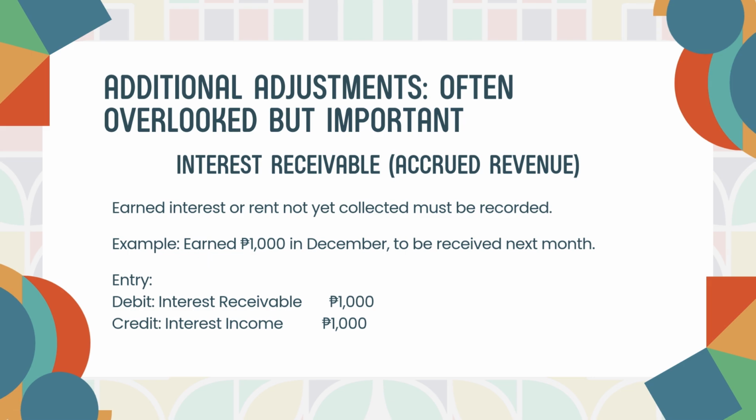Interest receivable, accrued revenue. Earned interest or rent not yet collected must be recorded. Example, earned 1,000 in December to be received next month. Entry, debit, interest receivable 1,000. Credit, interest income 1,000.